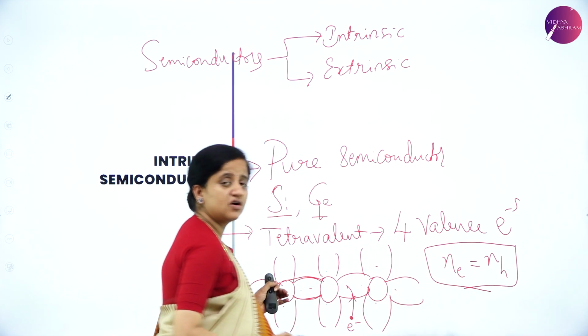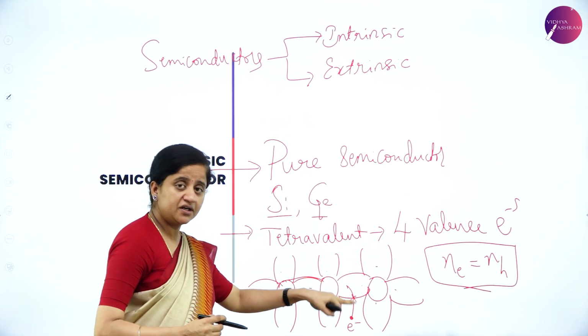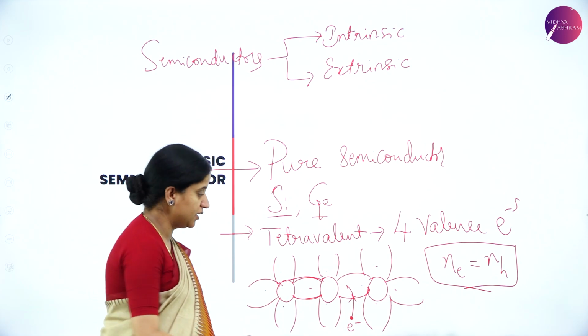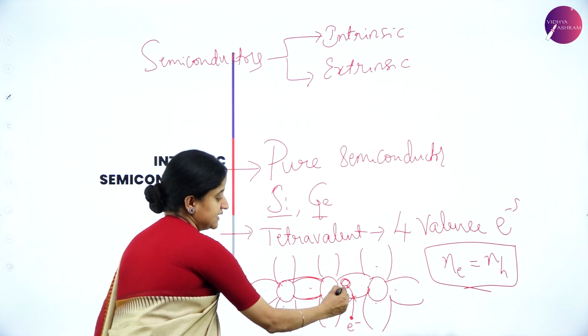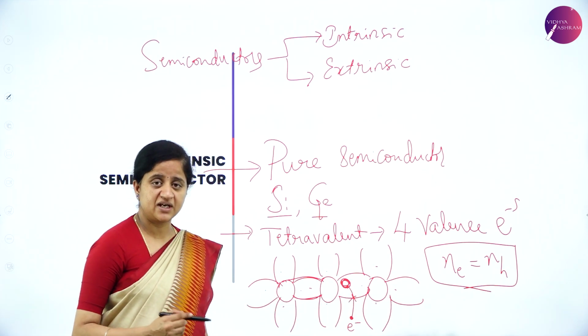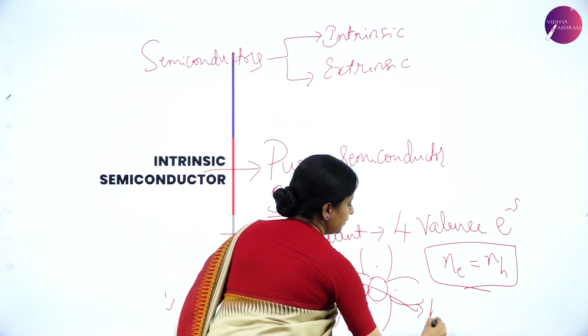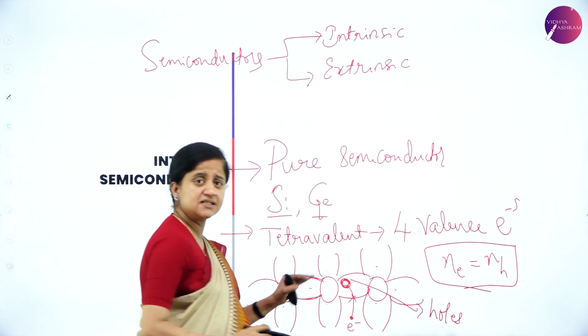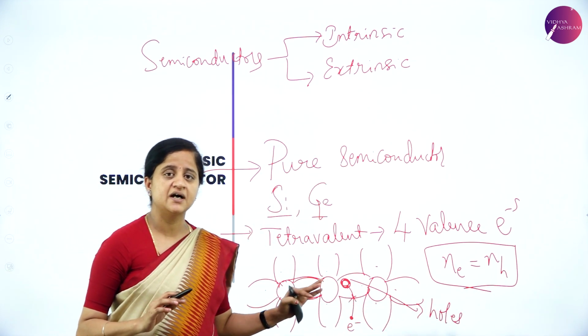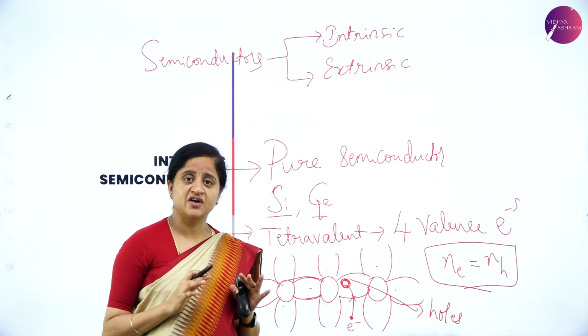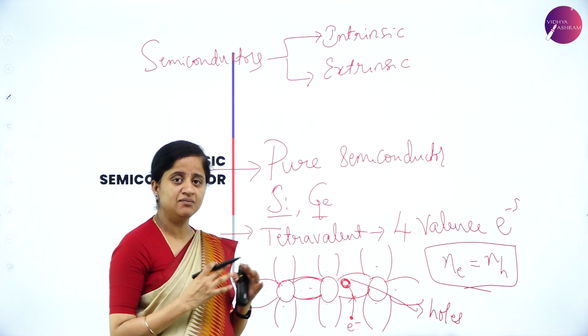What do you mean by the concept called holes? As the electron comes out of its covalent bond, it creates a vacancy. This empty space, we call it a vacancy, and this vacancy is nothing but holes, which are positive in charge. So these electrons and holes are always in movement. They are not immobile. They have mobility.